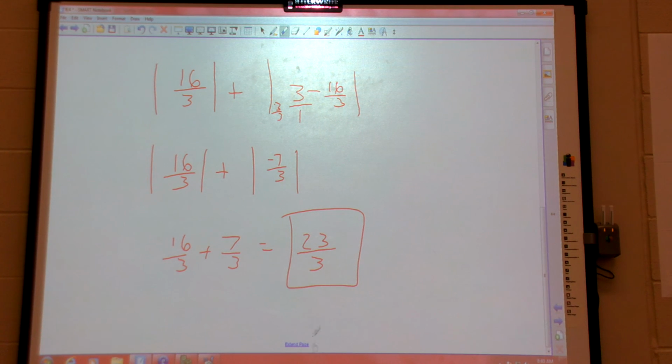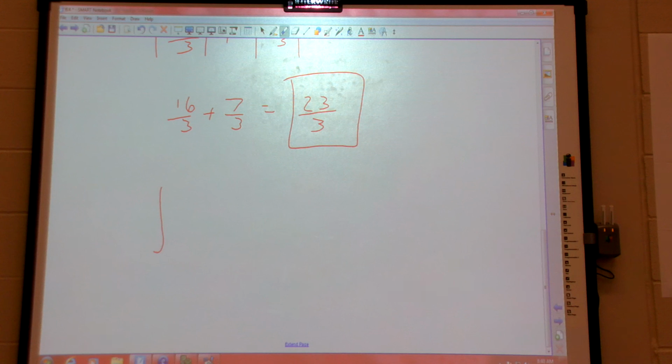Now, if I just took an integral from 0 to 3, the whole region, we'll go ahead and do that on your calculator. Make sure you know how to do them. Go ahead and do that.